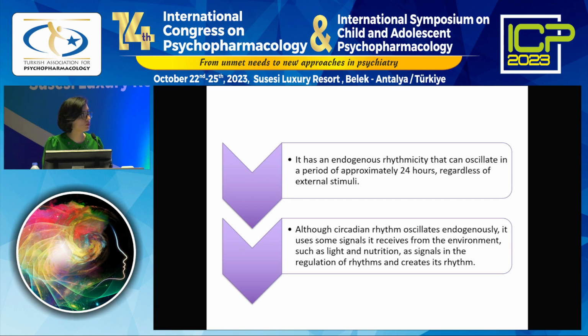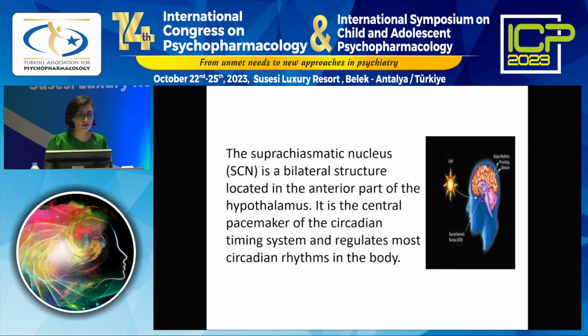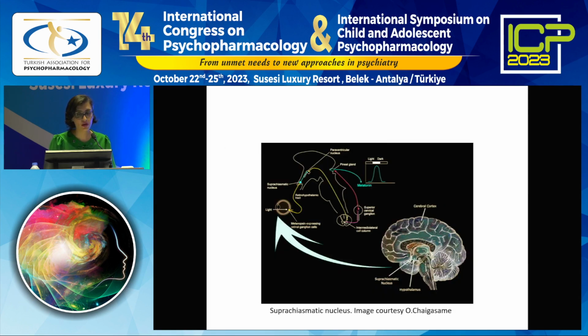What does endogenous mean? If you put a living thing in an unregulated or fully regulated environment, this living creature will continue with its rhythm. But if there is light, this is the most important factor, the rhythm will be adjusted to 24 hours. As mentioned by the previous speakers, the suprachiasmatic nucleus is the central pacemaker of our body, and all these biological circadian rhythms are carried out using the suprachiasmatic nucleus.